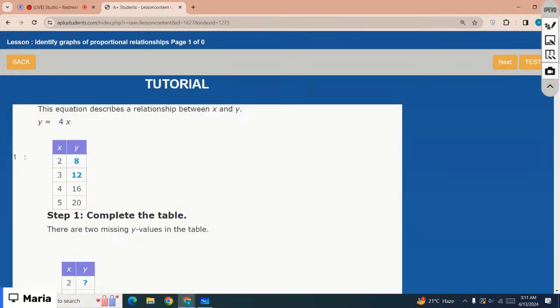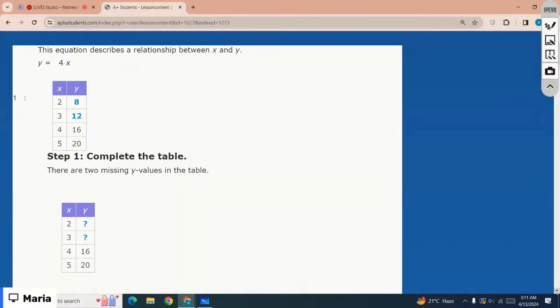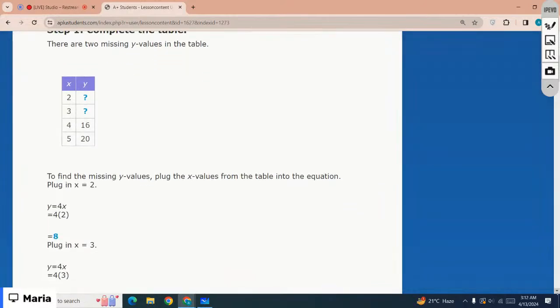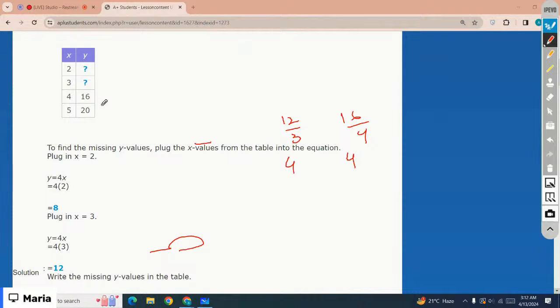This equation describes a relationship between x and y: y equals 4x. In this table you have some of the values missing. You have to find, if x is 2, what is the value of y?